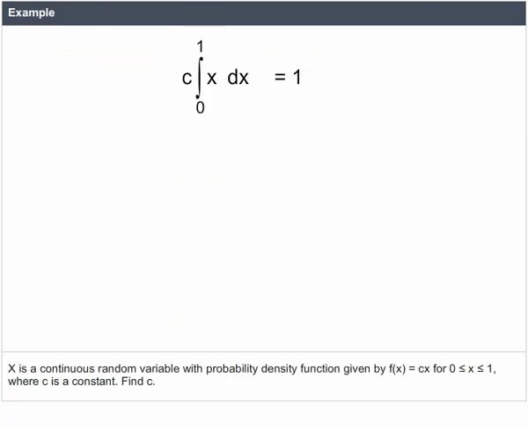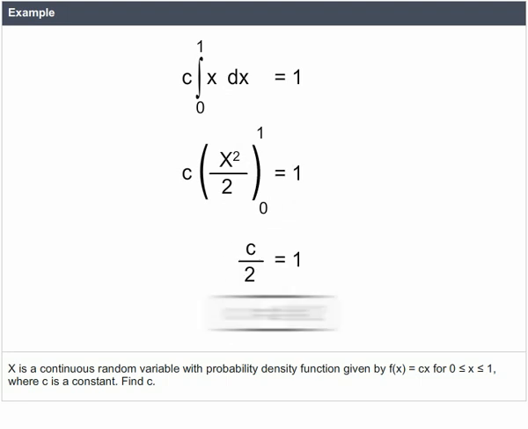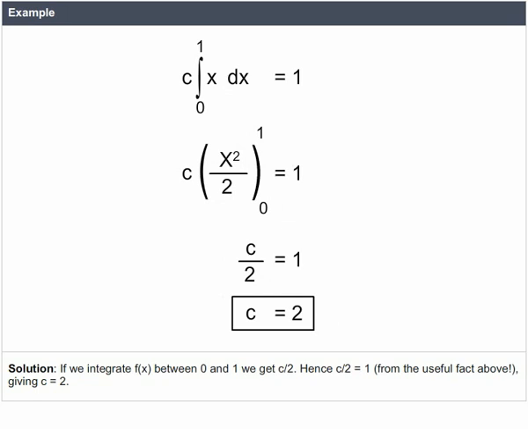Example: X is a continuous random variable with the probability density function given by f of x equal to cx for 0 less than or equal to x less than or equal to 1, where c is a constant. Find c. The integral of cx from 0 to 1 dx equals 1. Solution: if we integrate f of x between 0 and 1, we get c by 2. Hence c by 2 equals 1 from the useful fact above, giving c equal to 2.